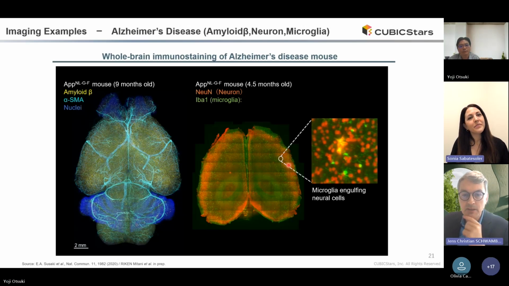I have a question around the same slide, actually. Can you also see protein aggregates, like plaques in the Alzheimer model?